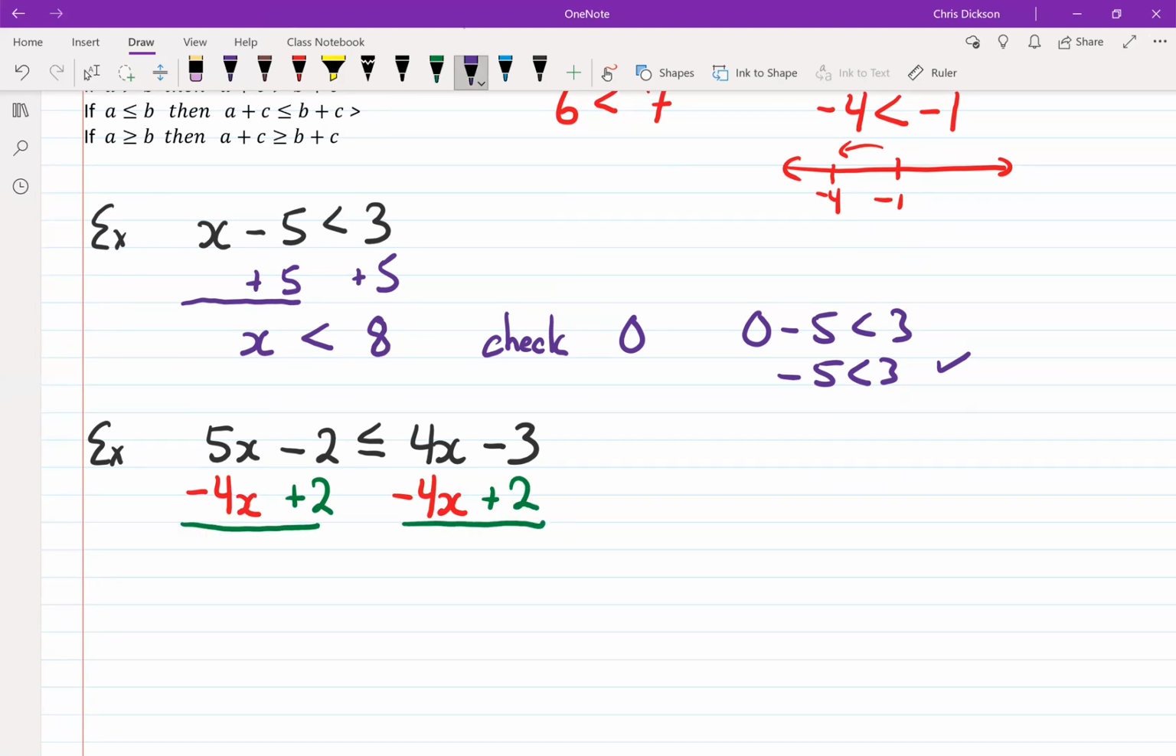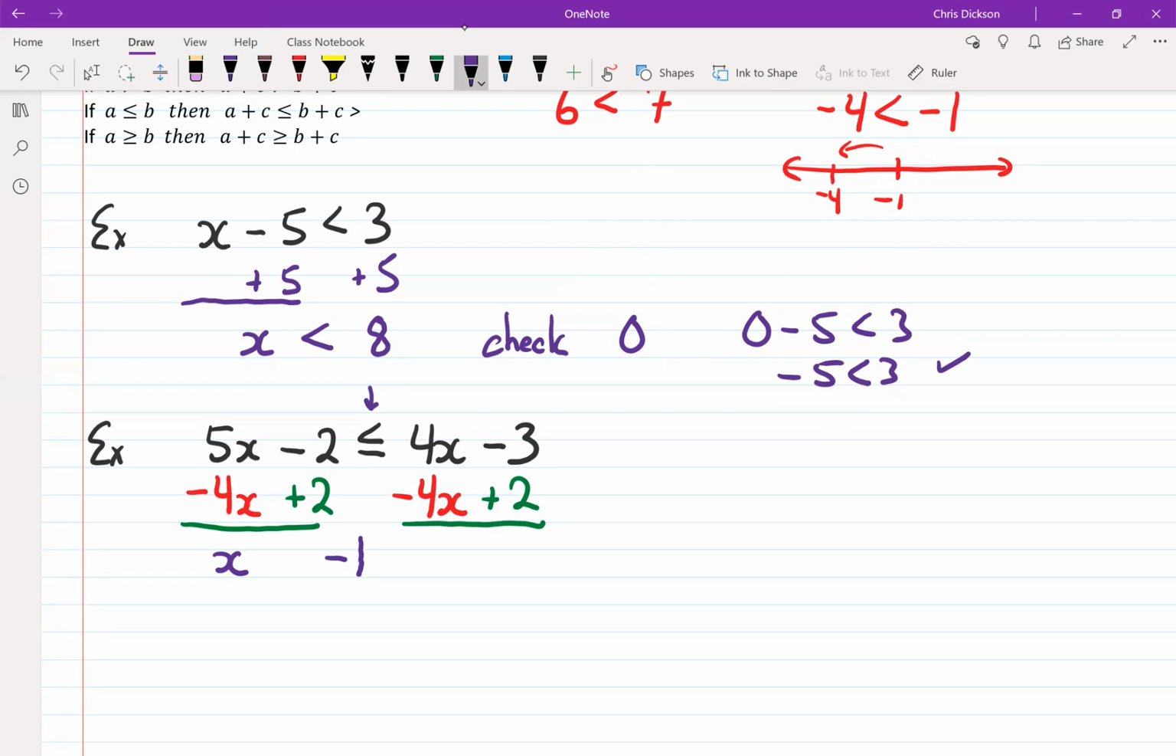Okay, so I know 5x minus 4x is just 1x, and I know negative 2 plus 2 is 0, which is why I moved it over. I know 4x minus 4x is 0, and then negative 3 plus 2 is negative 1. So what symbol would I put between these two things? It was less than or equal to here, and all I really did was add and subtract numbers from both sides.